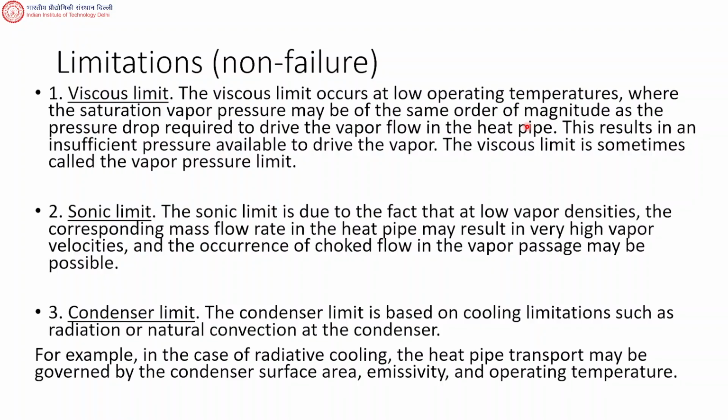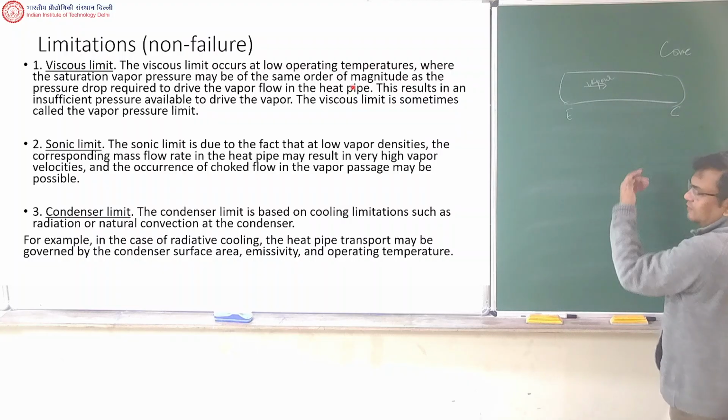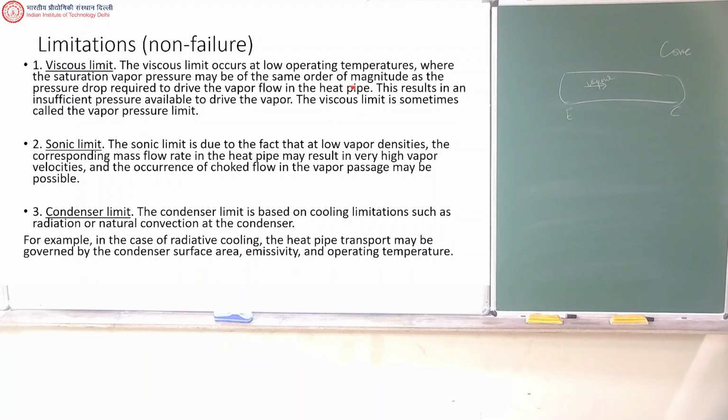There's one flow of vapor through the core of the heat pipe. So if this is the heat pipe, this is the evaporator section, this is the condenser section, then the vapor will flow through the core. So this is vapor, and the central part is called core. So if you do not have enough pressure to move that vapor, then the heat pipe performance gets affected.